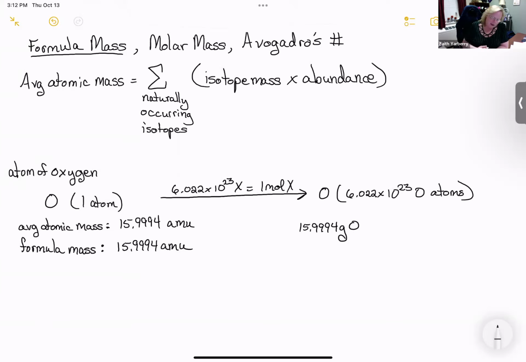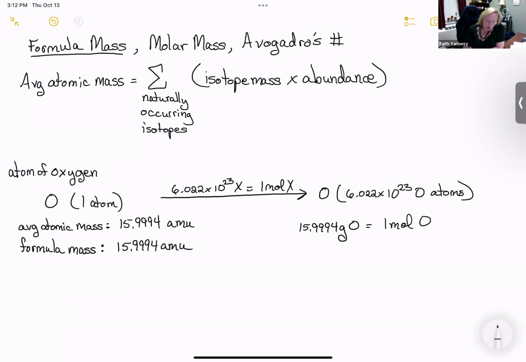So again, Avogadro found out that if you took 6.022 times 10 to the 23rd oxygen atoms, the mass of that would be 15.9994 grams of oxygen, and that is referred to as 1 mole of oxygen.